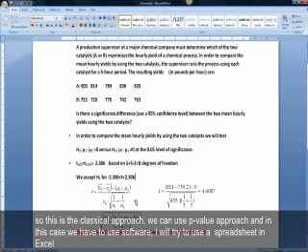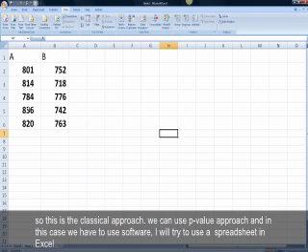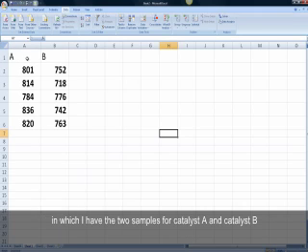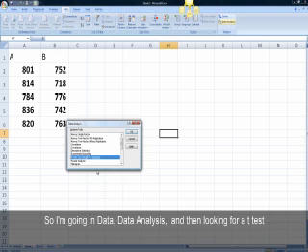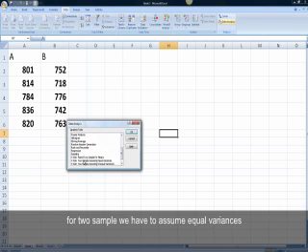We can use the p-value approach, and in this case, we have to use software. So I'll try to use a spreadsheet in Excel, in which I have the two samples for catalyst A and catalyst B. So I'm going to data analysis, and I'm looking for a t-test for two samples. We have to assume equal variances.